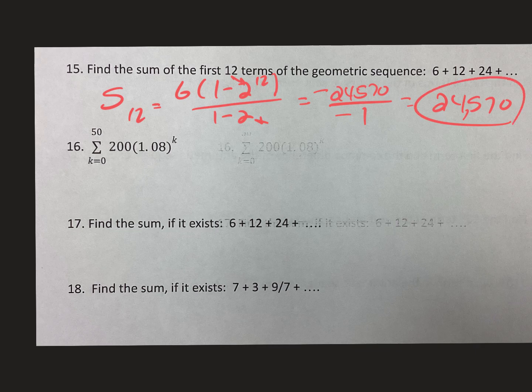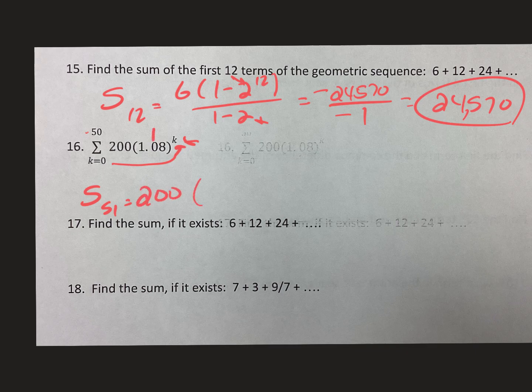16 is sigma. Sigma is easy because you have everything you need. This is geometric because it's got that exponent. So I'm going to do sum of. Now remember, what's n? N is top minus bottom plus 1. 50 minus 0 is 50. Plus 1 is 51. So there's 51 terms. So I'm doing the first term. The way you get the first term is you plug in that 0 right there. Anything to the 0 power is 1. So it's going to be 200 times 1, which is 200.